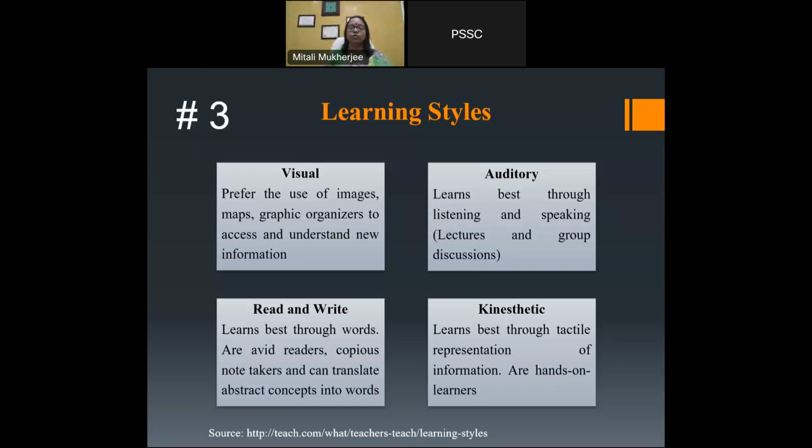Call them on the board. Give them a worksheet. Give them some written work. Appreciate the written work in the notebook so they will be good learners. And the final is kinesthetic learners, which means they learn best when they do some activity. Unke haath chalne chahiye. You know, learning happens through the 3H, that is the head, the heart, and the hand.